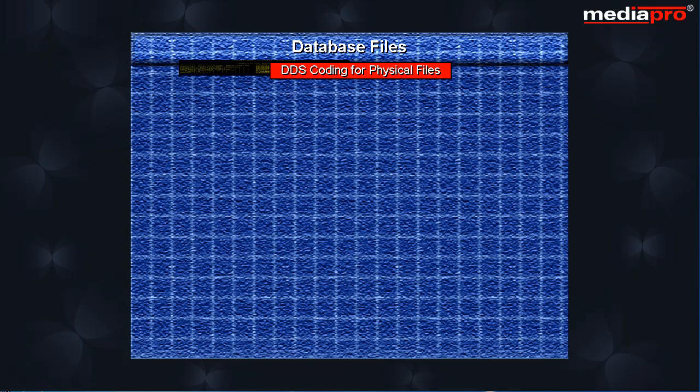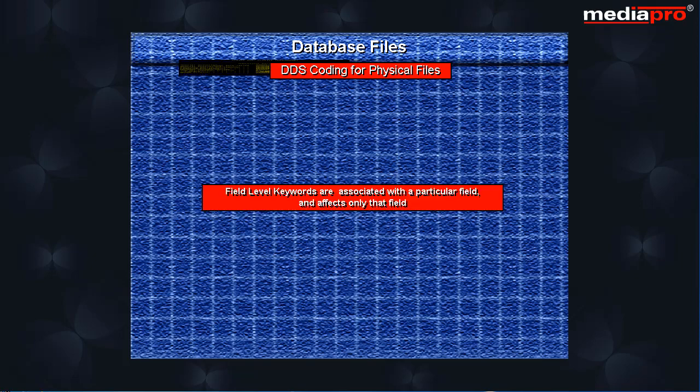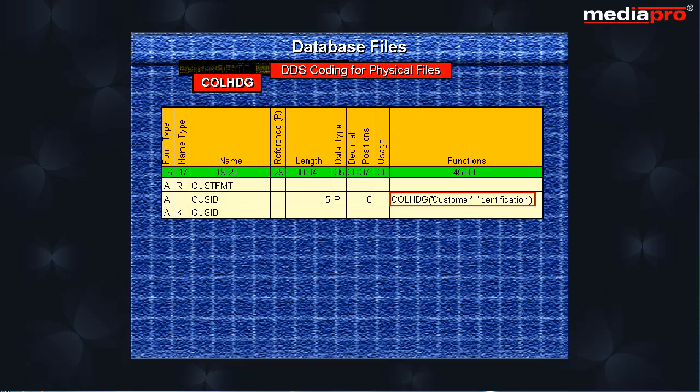Next, we come to field level keywords. These keywords are associated with a particular field and affect only that field. The column heading keyword is used to specify a column heading for a field that is used when generating reports or running a query on the file. The column heading can be a single, double or triple line. Here's a 2-line heading.